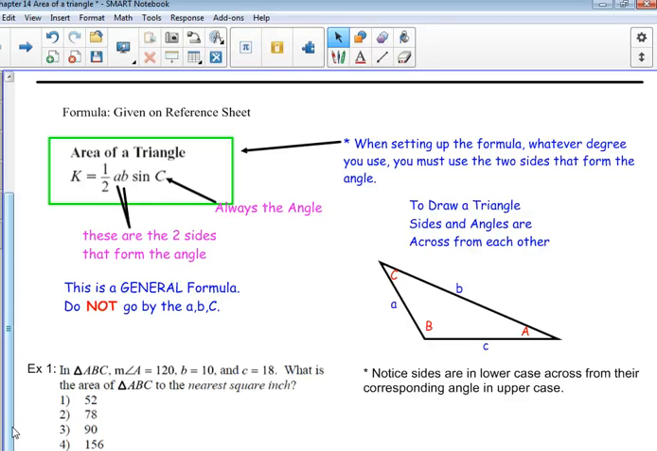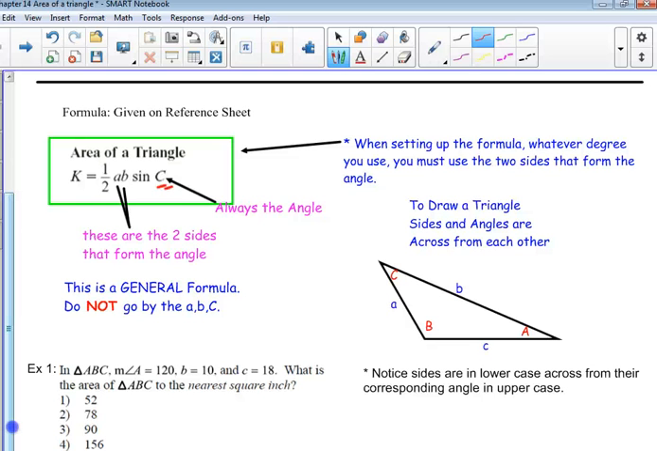Now, when you guys are setting up the formula, we have to be very careful, and this kind of threw the other class off. The A, B, and C here is not always going to be A, B, and C. This is a general formula. So you're not always going to work with angle C. You could work with angle A, or angle B, or F, or T. So this formula is very general. We want to pay attention to what we're subbing in more than the letters.